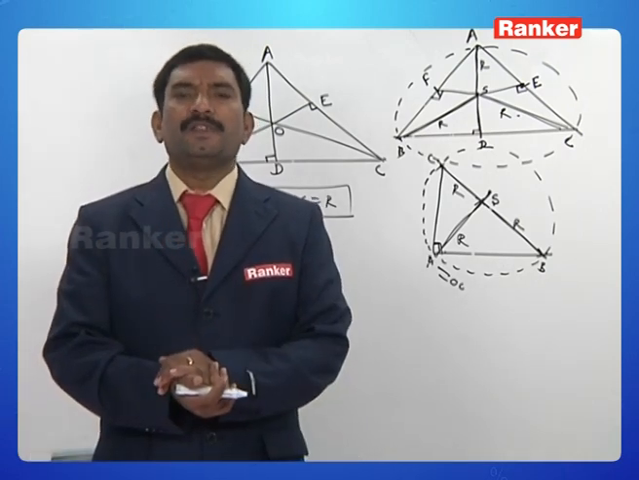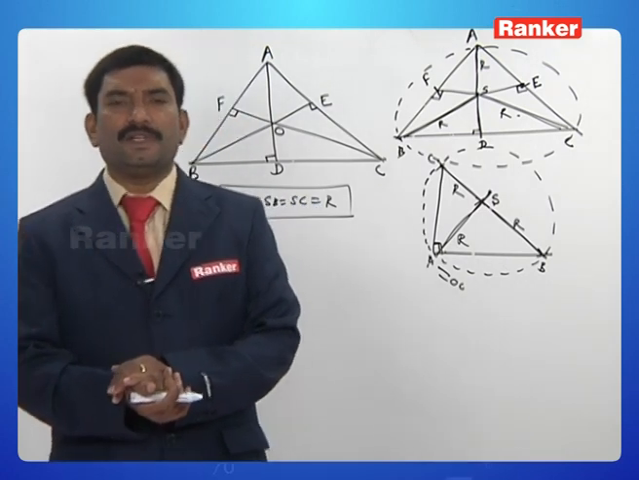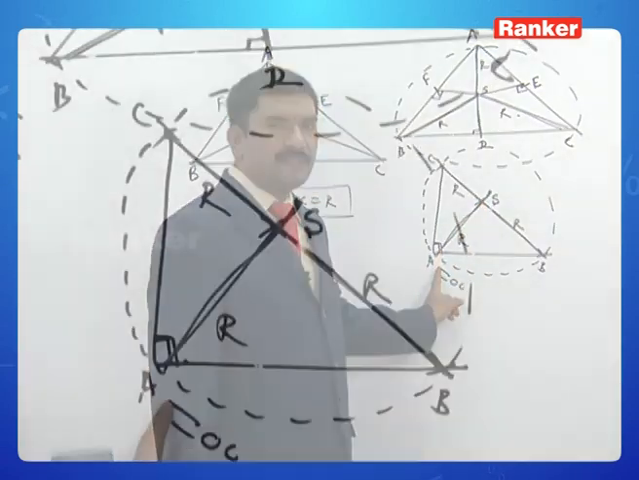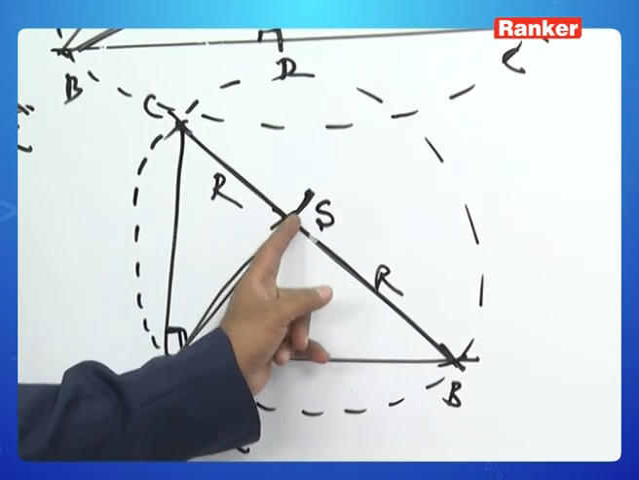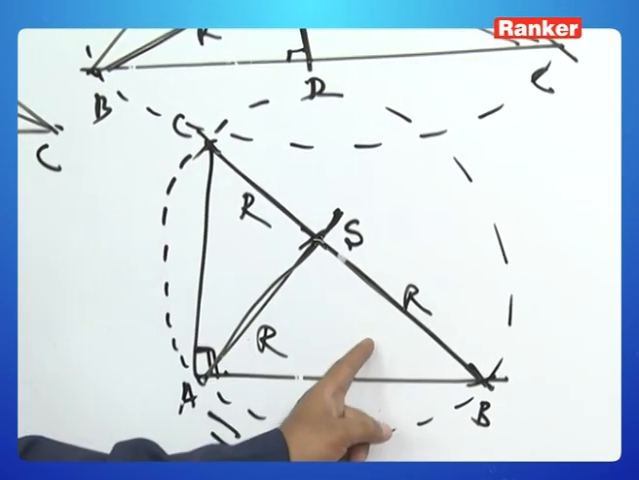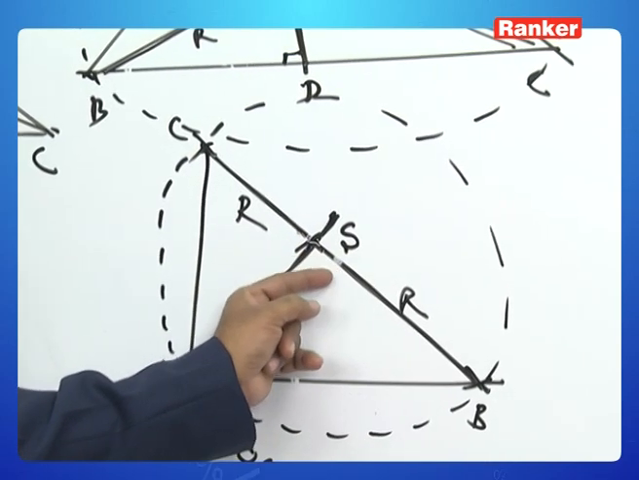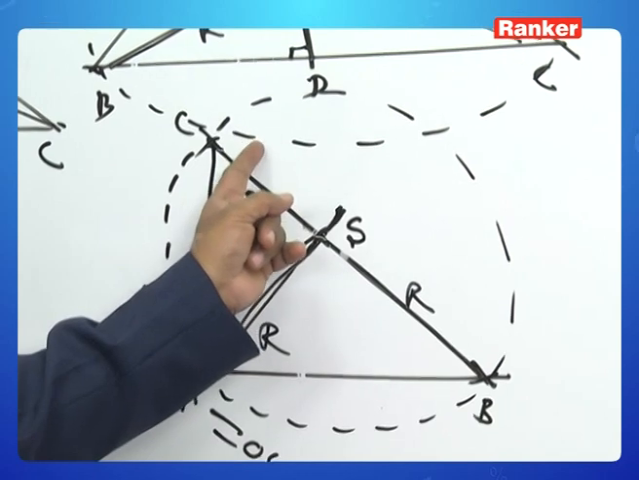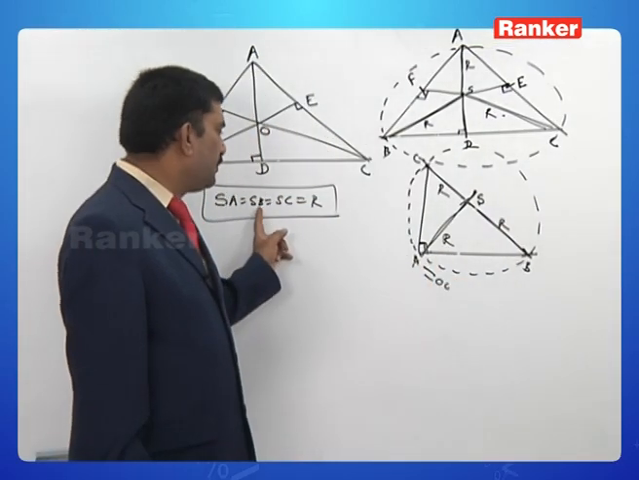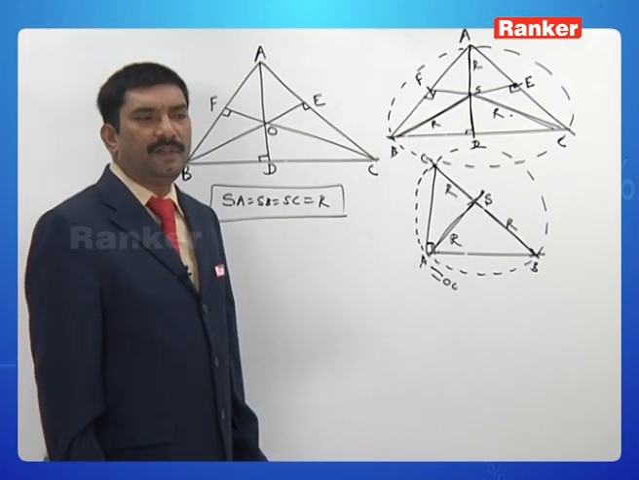is the circumcenter. And the point of intersection of perpendicular sides is the orthocenter. Here also, the circumcenter is the midpoint of the hypotenuse because the angle in a semicircle is 90 degrees. The side opposite to 90 will be the diameter, and the midpoint of the hypotenuse is the circumcenter. And circumcenter is equidistant to the 3 points A, B, C. Hence, you can say that SA is equal to SB is equal to SC is equal to R. What is R? The radius of the circle.